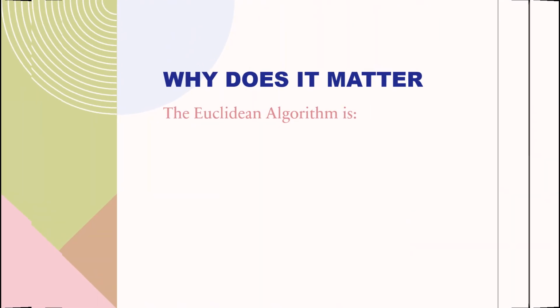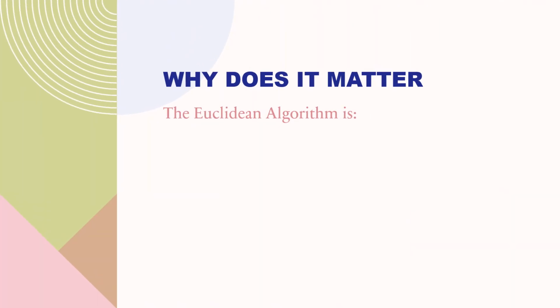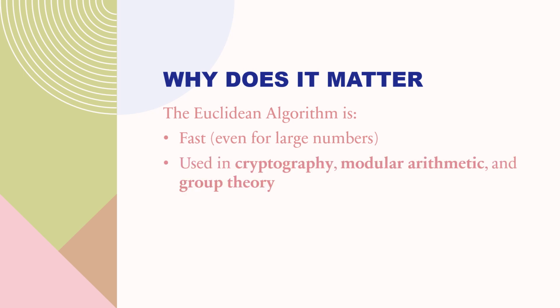Now, why does it matter? Why is Euclidean algorithm so important? Number one, it's fast. So for bigger numbers, it is not time consuming at all. You can do it in a matter of seconds. Once you know the formula, once you get the hang of it, it's a very easy way to perform this algorithm, and you'll be able to find the GCD in a matter of seconds. So it's very easy to perform for larger numbers.